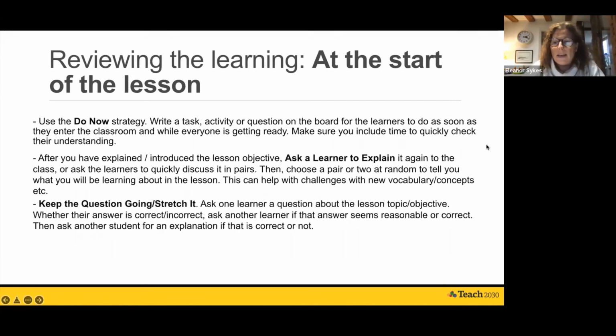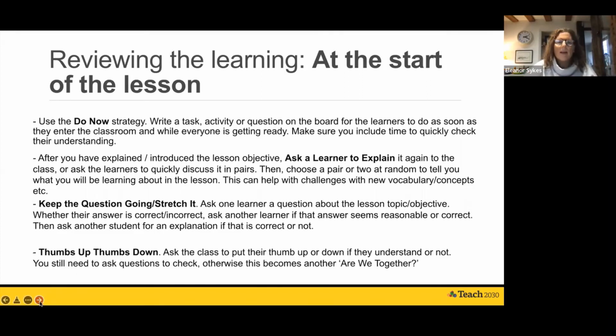So another way is keep the question going or stretch it. Where you ask one learner a question about the lesson topic or objective, it doesn't matter if their answer is correct or incorrect, you can ask another learner, do you think they're correct? If not, why not? If they are, why? Can you explain it? So try to keep that initial answer going through questioning, which again enables you to understand, do the learners know what I need them to know? Thumbs up, thumbs down. Ask the class with a thumb up or down if they understand or not. But you still need to ask questions to check this one. Otherwise, it could just become another, are we together? Which we don't want.